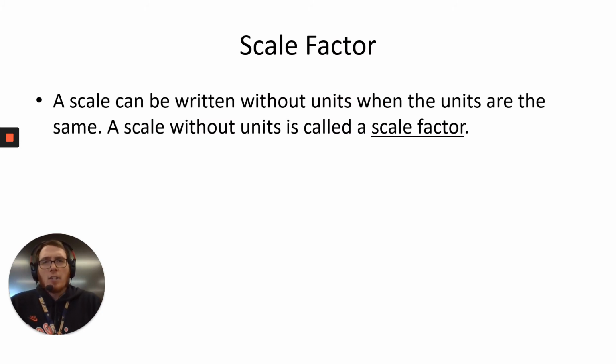The next thing we need to talk about is what's known as scale factor. Now, a scale has units. For example, like 1 centimeter to 50 miles, or the last one, 1 centimeter to 500 kilometers. A scale factor has no units, which means the units have to be the same so that they can basically cancel themselves out. Okay, that's the scale factor.